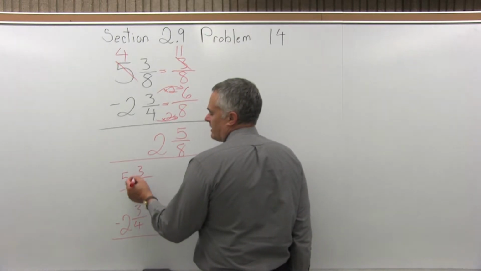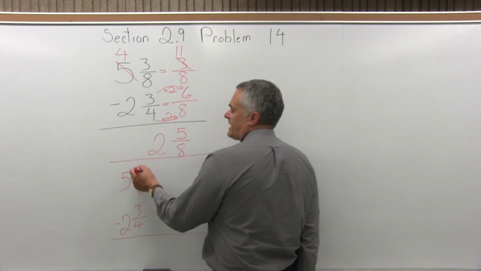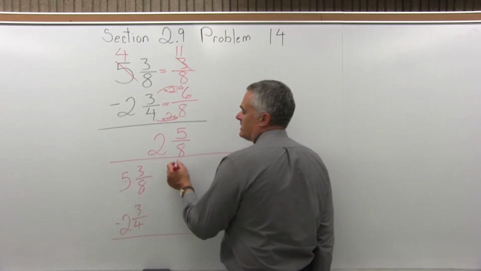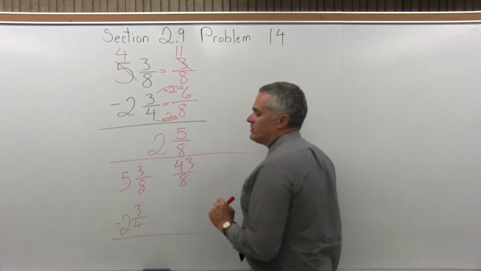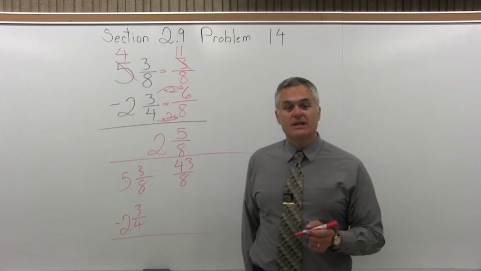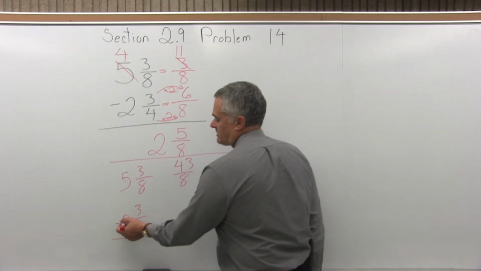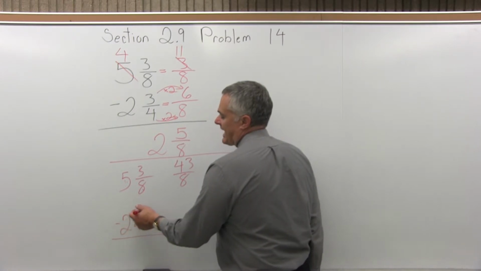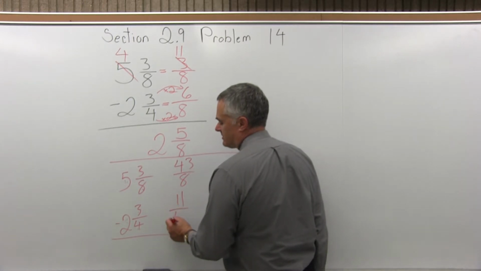So now, improper fraction: denominator times number in front, 8 times 5 is 40. Take that result of 40, add the numerator. 40 plus 3 more is 43. So I have 43/8. And then do the same thing with the 2 3/4. Make it an improper fraction. So the denominator of 4 times the number in front of 2. 4 times 2 is 8. Take that result of 8, add it to the numerator. 8 plus 3 more is 11. So I have 11/4.